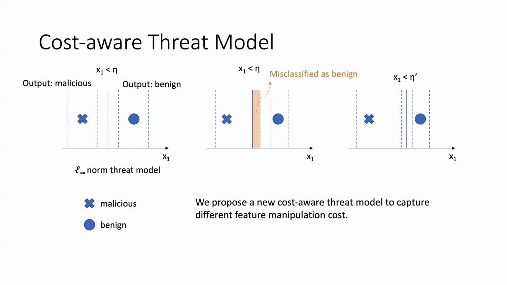Therefore, we propose a new cost-aware threat model to capture different feature manipulation costs for the attacker. Then we can find out that the new split x1 less than eta prime is more robust than the previous one, since the samples cannot be perturbed to cross the new split.